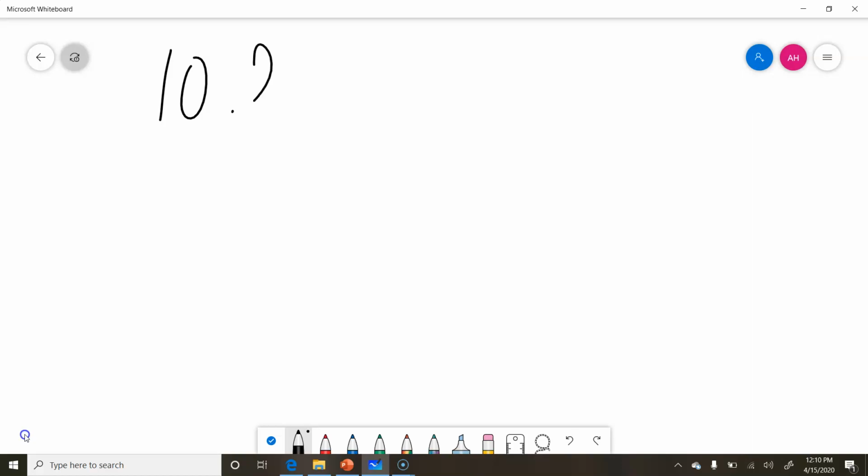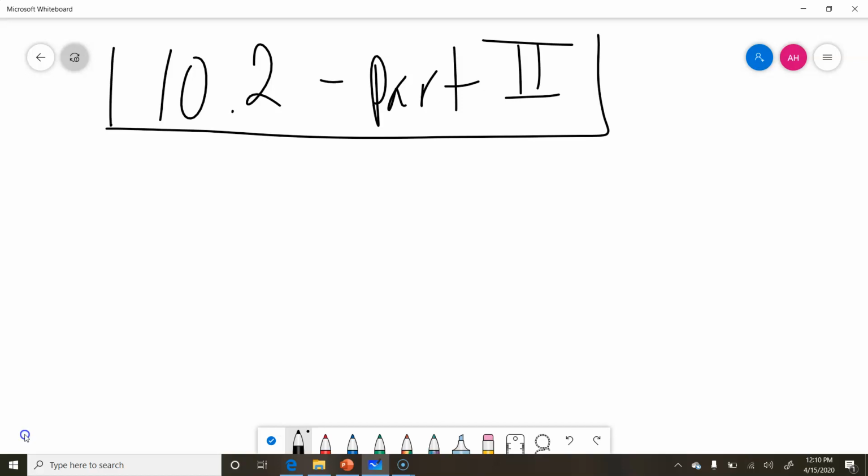Today we are on 10.2, and this time we are on part 2 of our lesson from last time. So I'm going to do a little bit of review. This is on page 411. I would greatly advise turning to that page and following along.